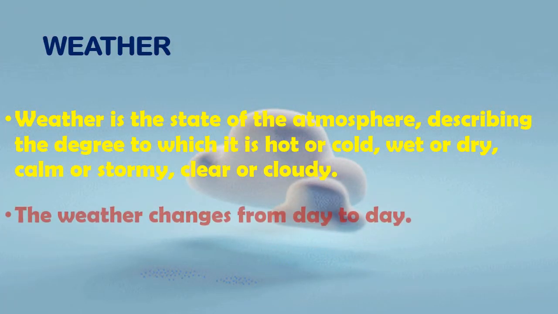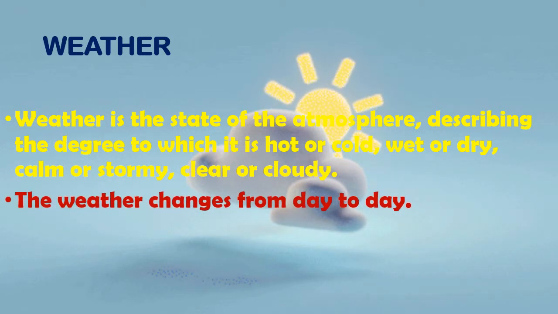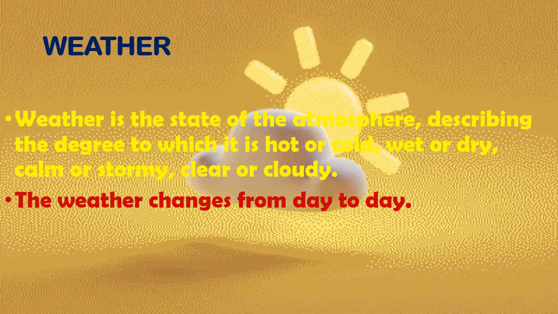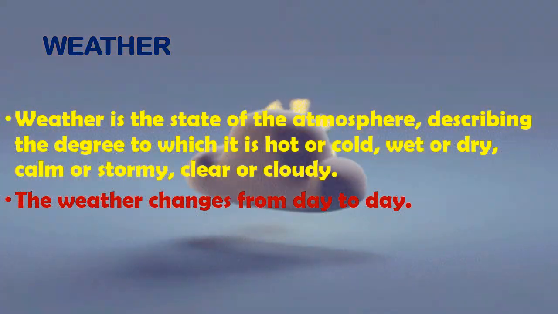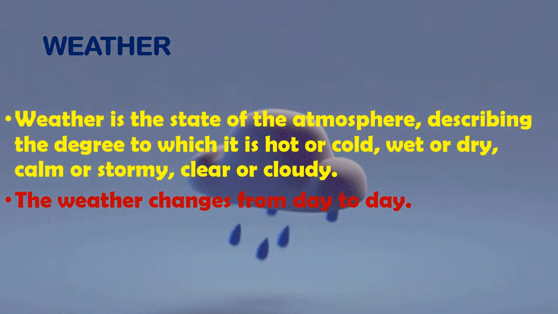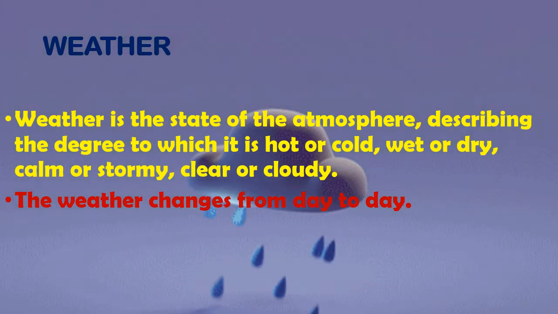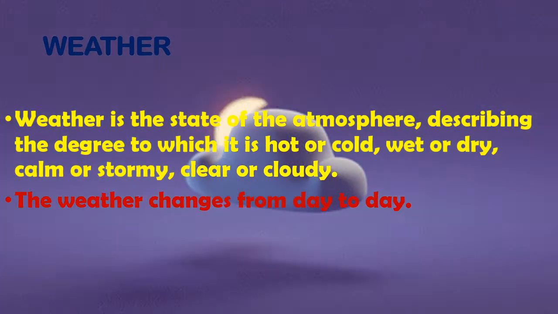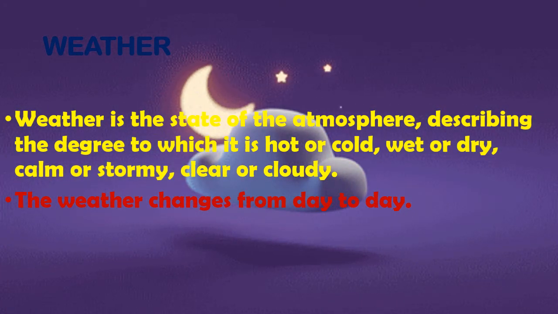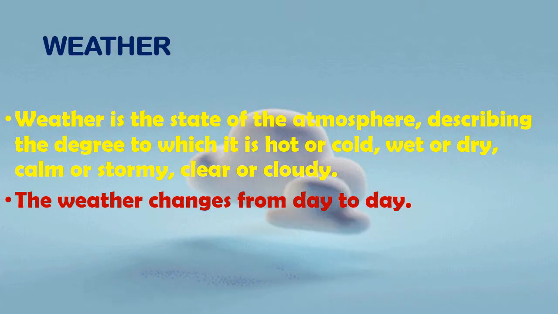The weather changes from day to day. Weather refers to day temperature and precipitation activity. So kids, weather is defined as the state of the air and atmosphere at a particular time and place. Weather is short term.